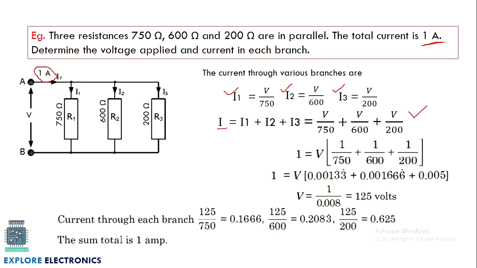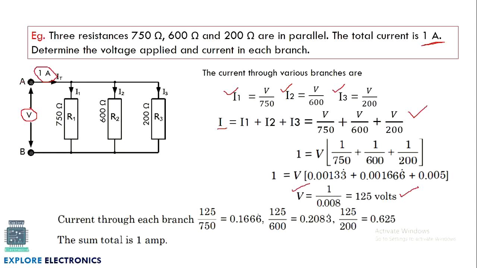If we calculate this, we get I is equal to V into this much, and if we rearrange this expression for V, it is 1 divided by 0.008. It gives 125 volts. This voltage across the resistors will be 125 volts. Now we have calculated this V.